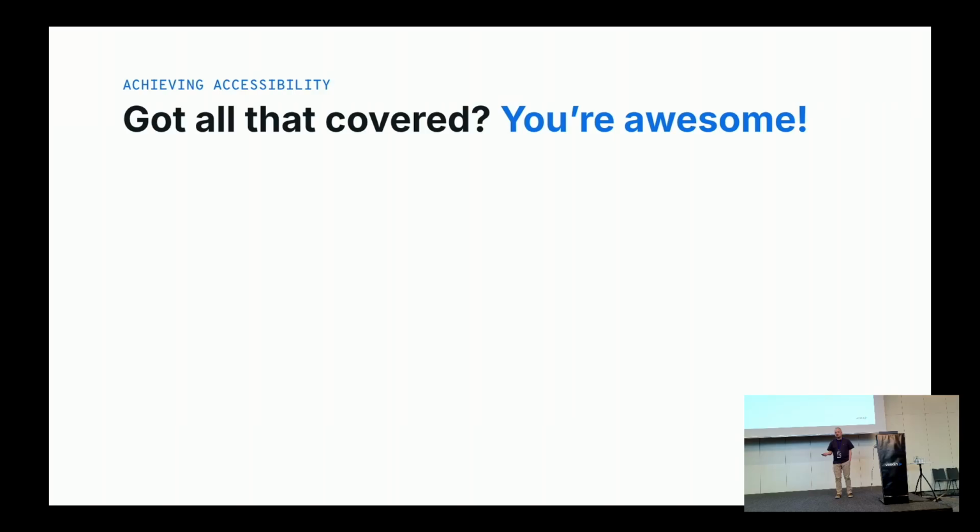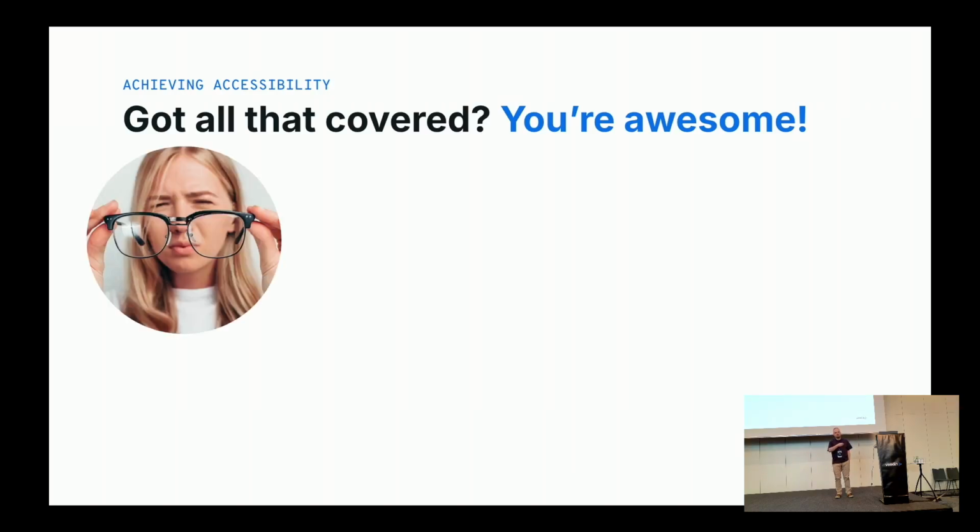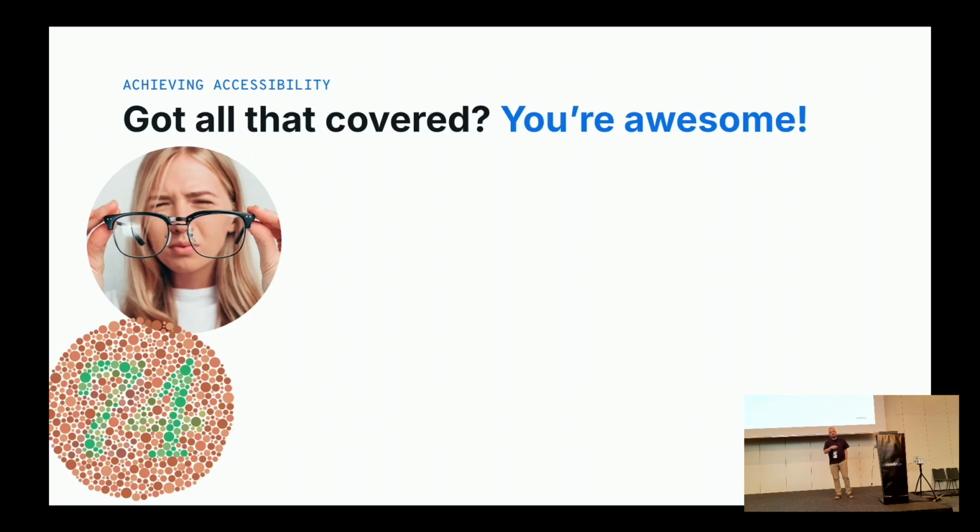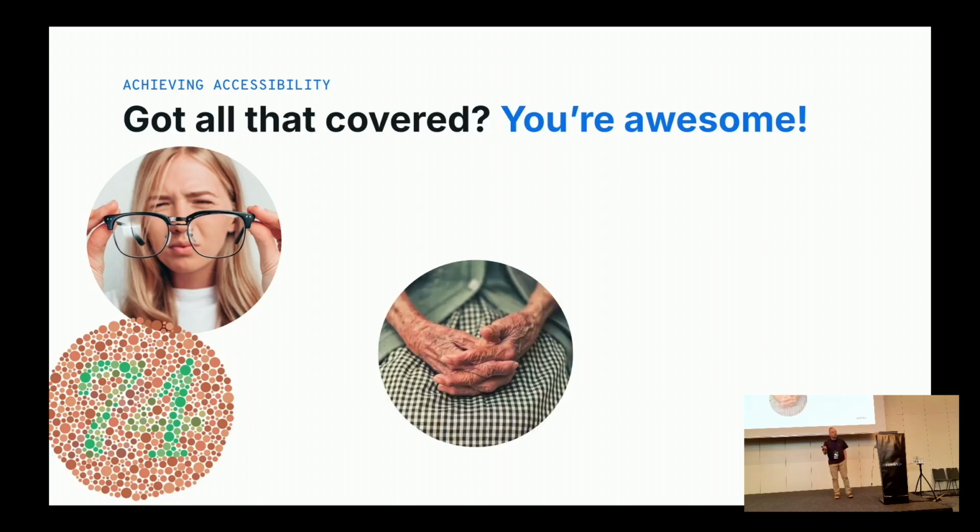So if you've got all that covered, you're pretty awesome. I mean, you're helping this woman who needs to get new glasses, but hasn't gotten around to doing that yet. But you make sure that the contrast is sufficient for her to see. You're helping the people with color blindness because you're not relying on color to convey information. You're helping people with whatever motor skill issues who might have trouble using a mouse. You're helping them use your application.